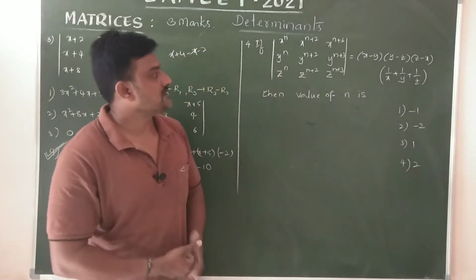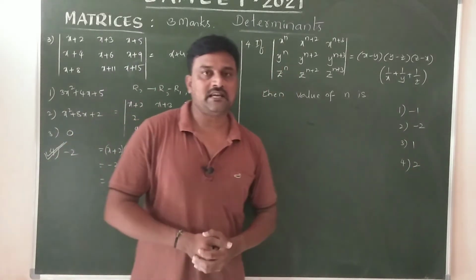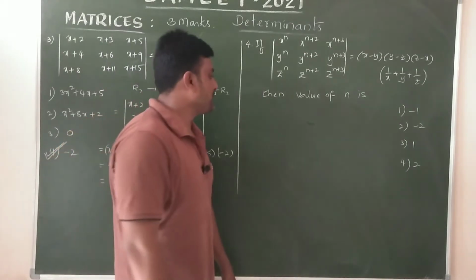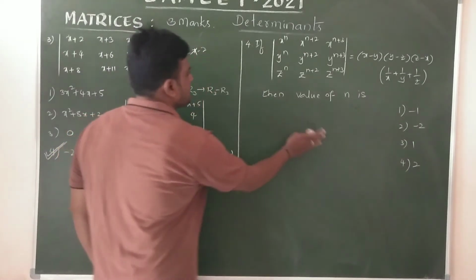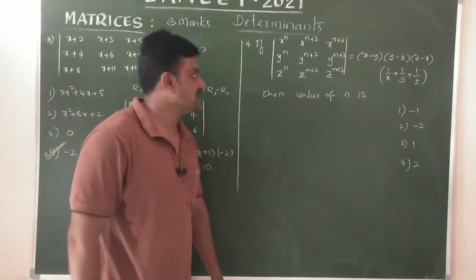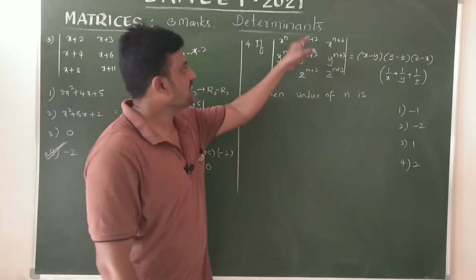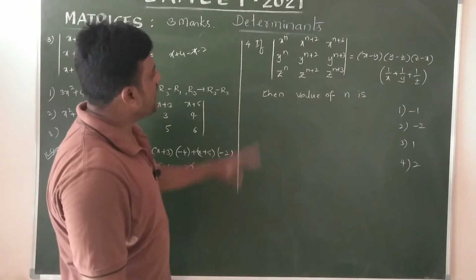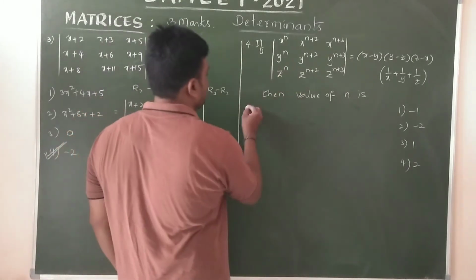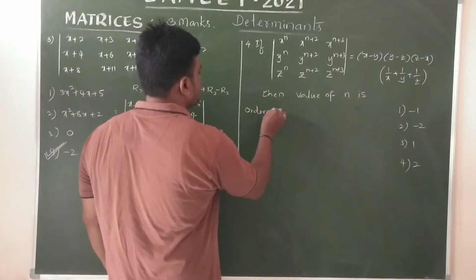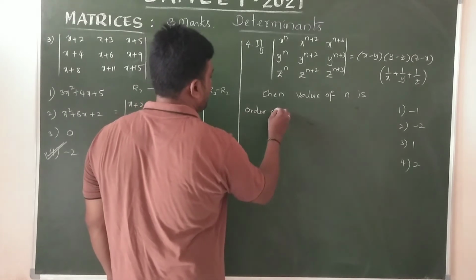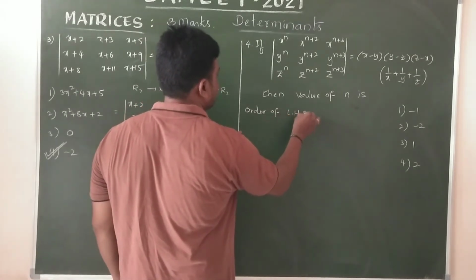Okay. This type of problem can be done by taking the orders of both sides, because we need n. N is in the order, yes or no? Now, what is the order of the LHS? The maximum order of the LHS.